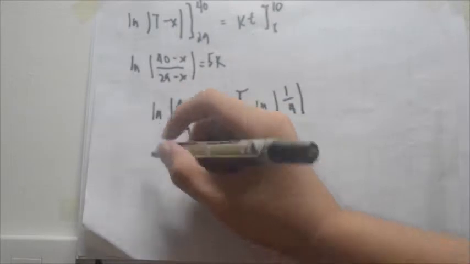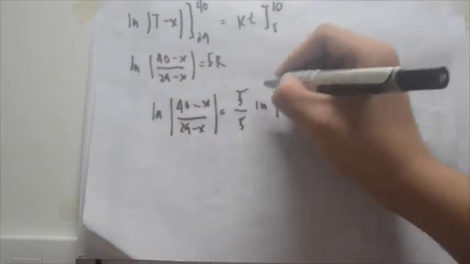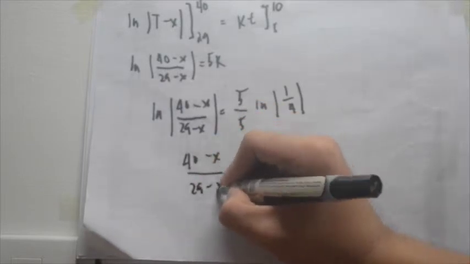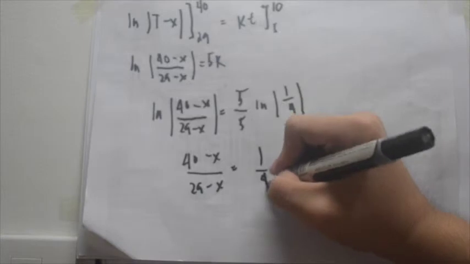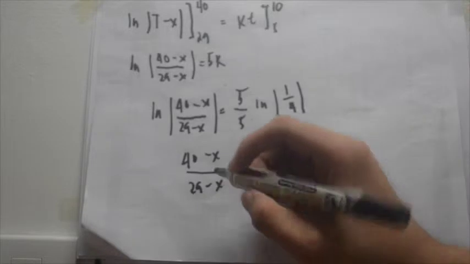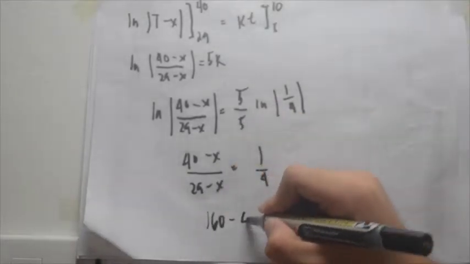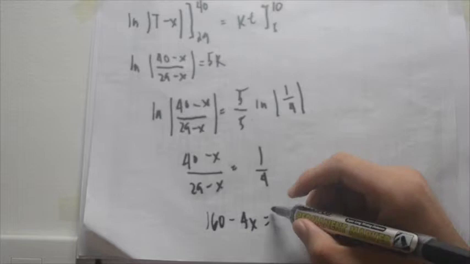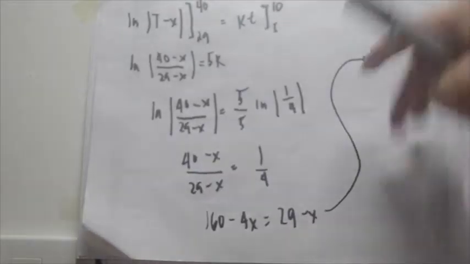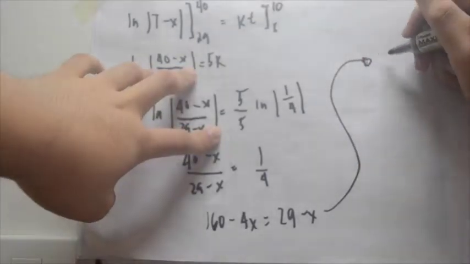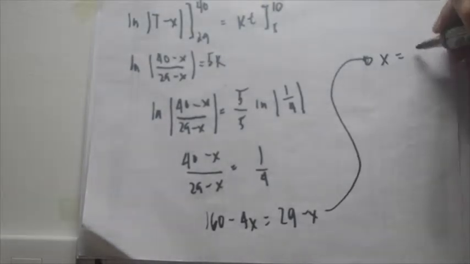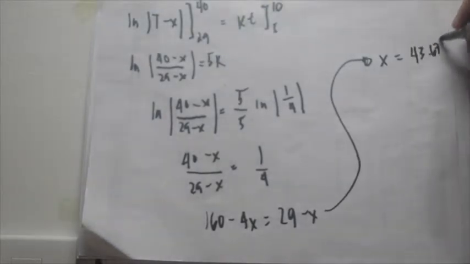So to remove the ln, it will become 40 minus x over 29 minus x is equal to 1/4, which will become 160 minus 4x is equal to 29 minus x, which will give us x is equal to 43.67 degrees Celsius.